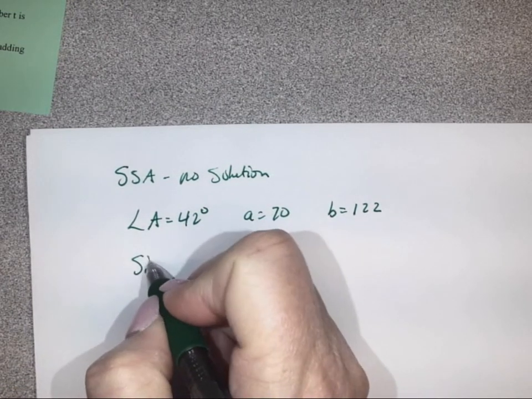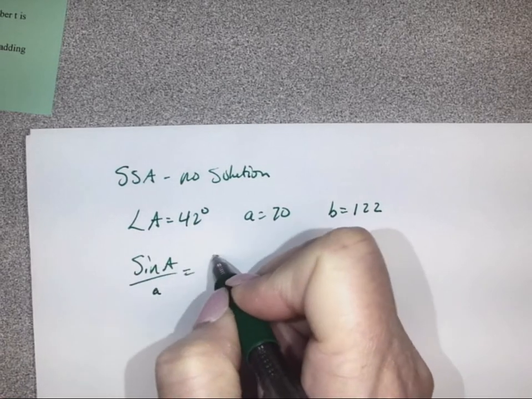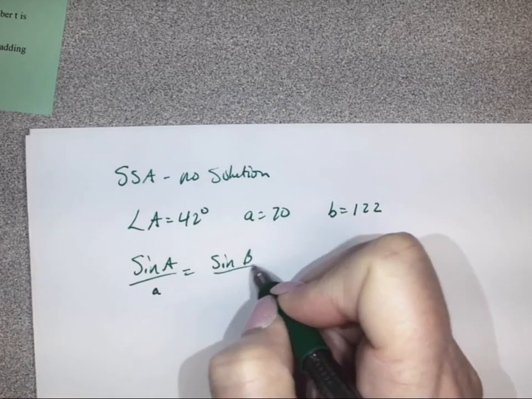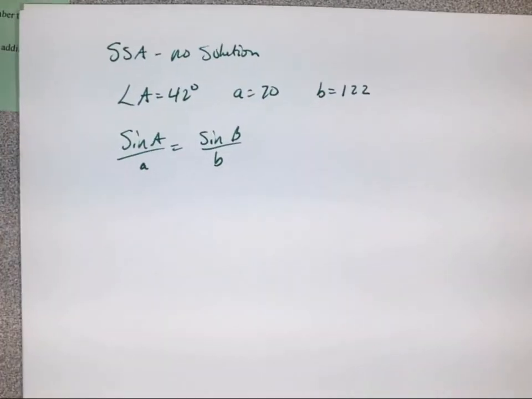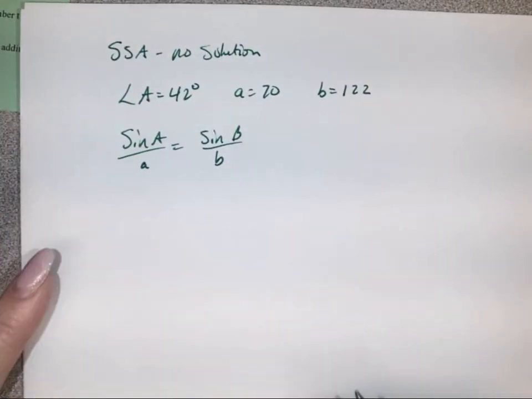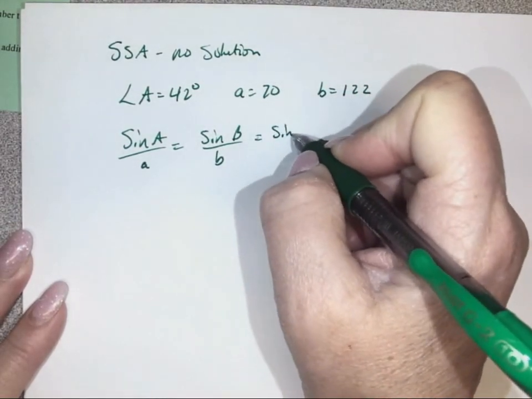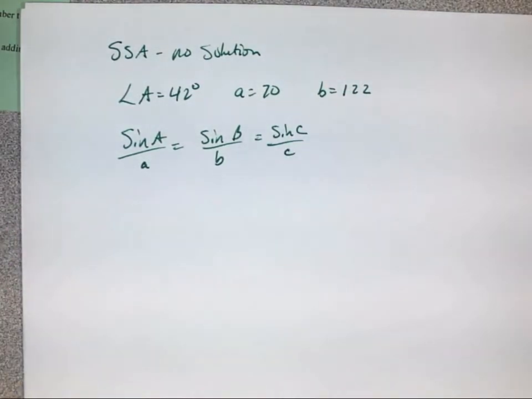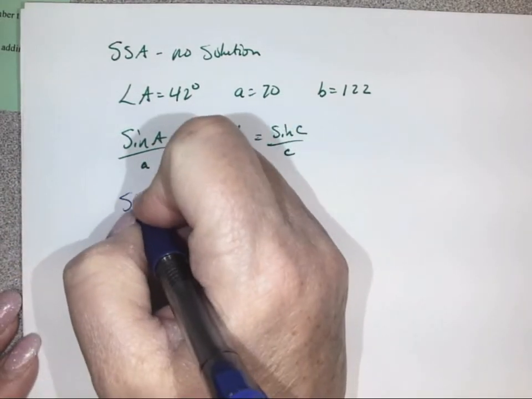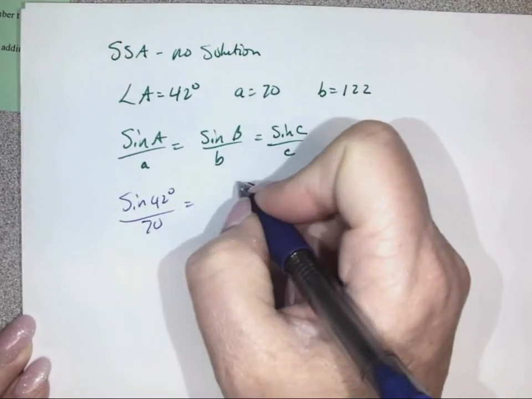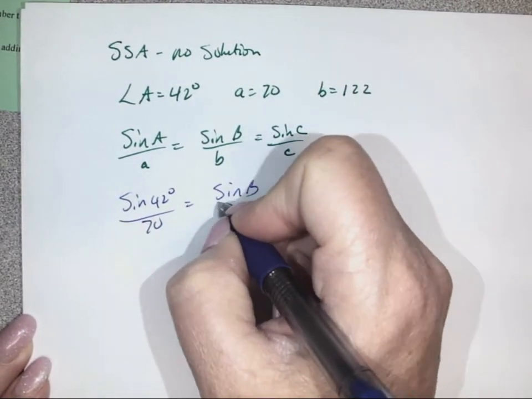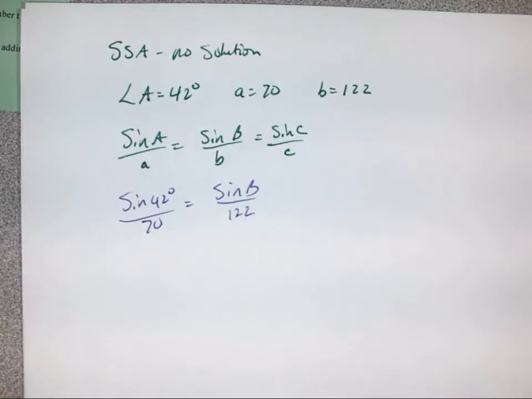So we're going to use our sine of A over little a equals the sine of big B over little b. And of course, it also equals the sine of C. But we'll get to C when we get there. All right, so we're still using the same thing. I'll write it there just so we know that we're still using the same formula. All right, so we'll have the sine of 42 degrees divided by 70 is equal to the sine of B over 122. So we'll cross multiply again.